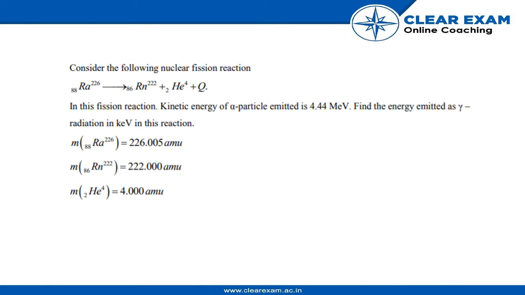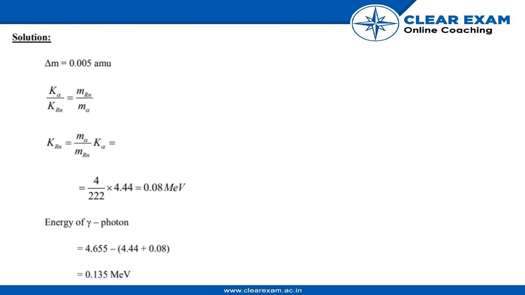Now we can see that in the question the kinetic energy of the alpha particle is given as 4.44 MeV, and we have to find out the gamma radiation energy, and the fission reaction is also given in the question. So let's see how we will find the gamma radiation energy.